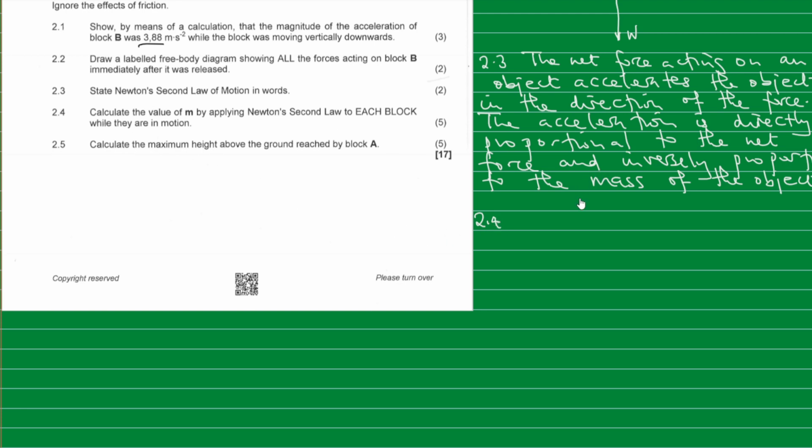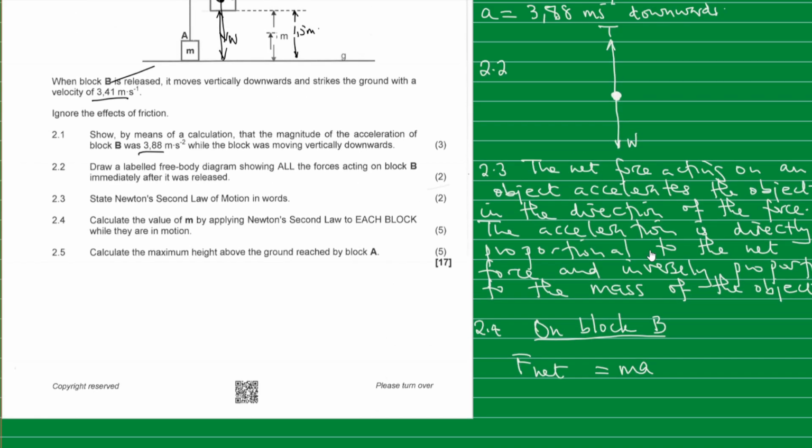So to apply Newton's second law on each block, we can start with block B. On block B, in other words, we are going to apply Newton's second law. In symbols, Newton's second law states that F net is equal to ma. Now we have to break down the net force that is acting on block B. This is the free body diagram that we have drawn already here. There are 2 forces acting on block B.